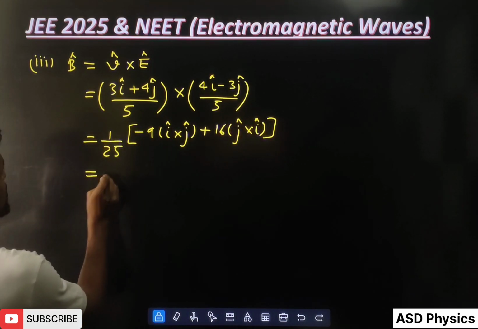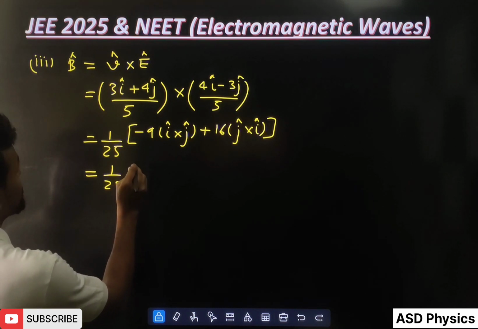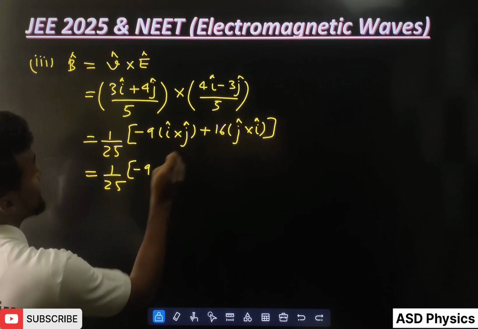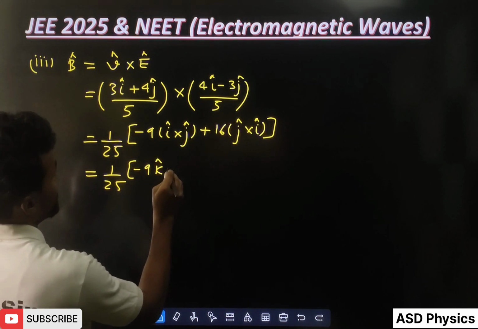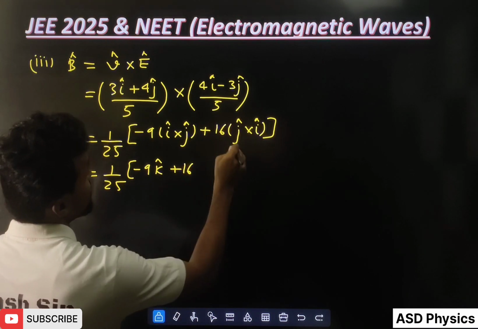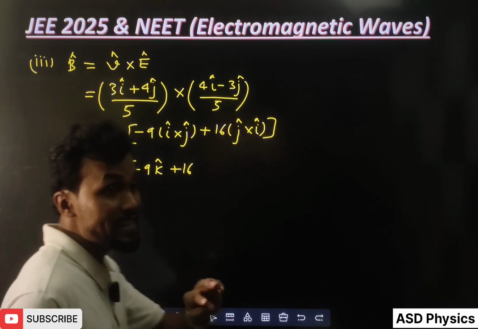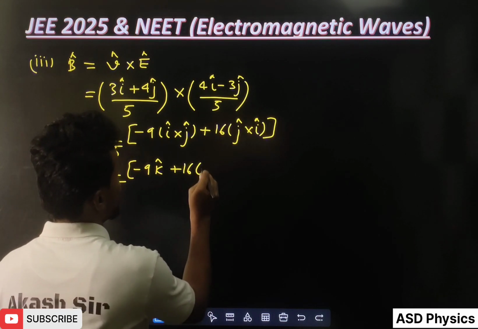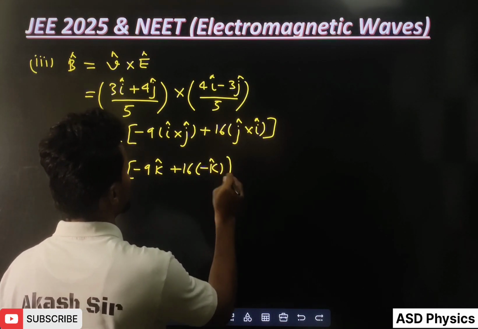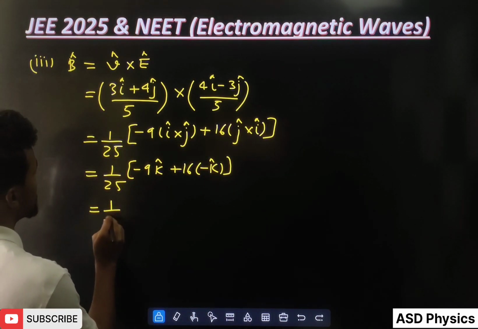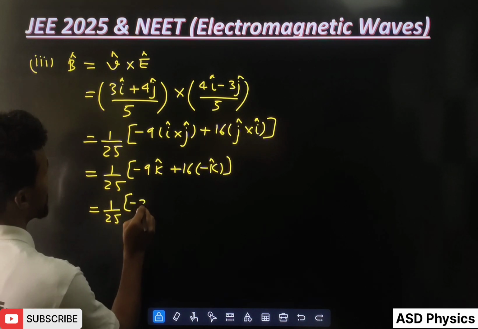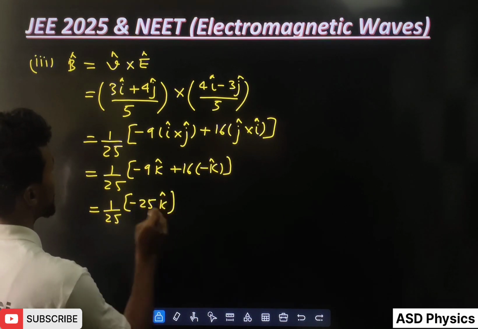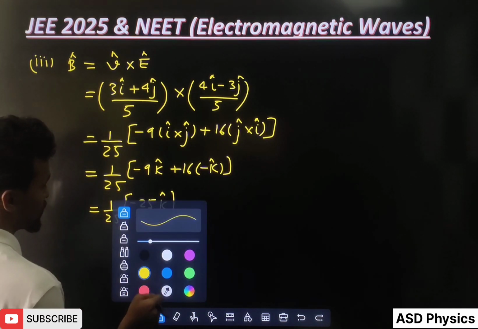Now see here, students, 1 by 25, minus 9 i cap cross j cap, k cap, plus 16 j cap cross i cap. You know i cap cross j cap is k cap. So j cap cross i cap will be minus k cap, because it does not follow the commutative law. So what will come here, students: 1 by 25, it will become minus 25 k cap. Anyhow, students, 25 and 25 cancel.